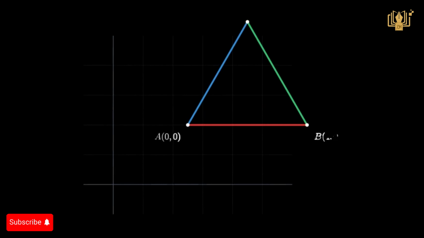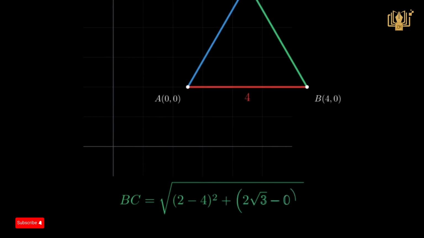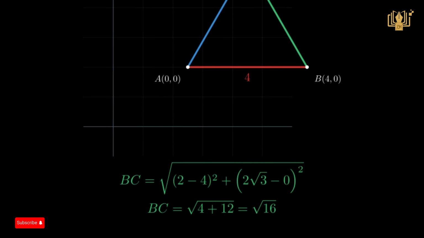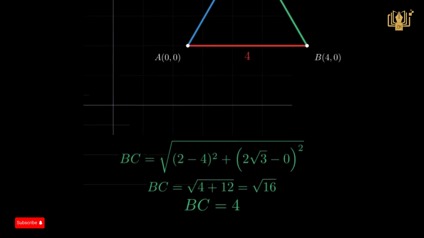Step 2, length BC. Substitute B equals (4, 0) and C equals (2, 2 times square root of 3). BC equals the square root of (2 minus 4) squared plus (2 root 3 minus 0) squared. That is the square root of 4 plus 12, which is the square root of 16. So BC equals 4.